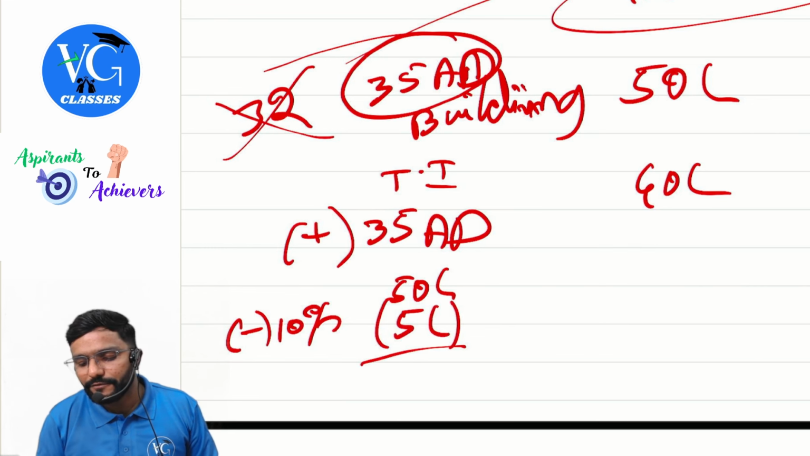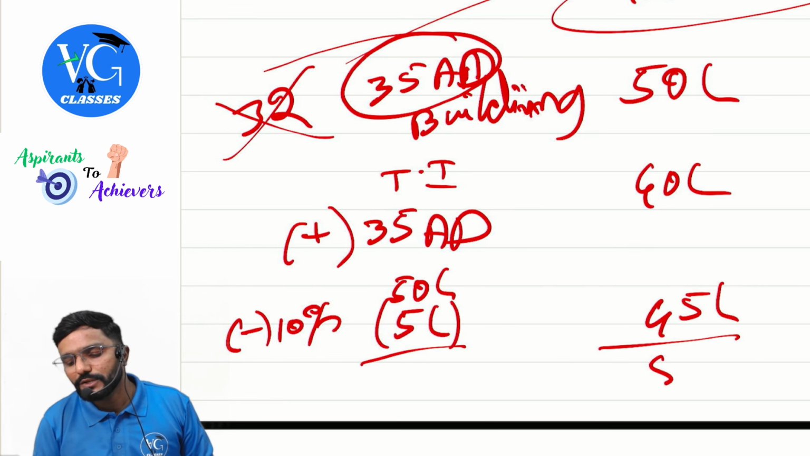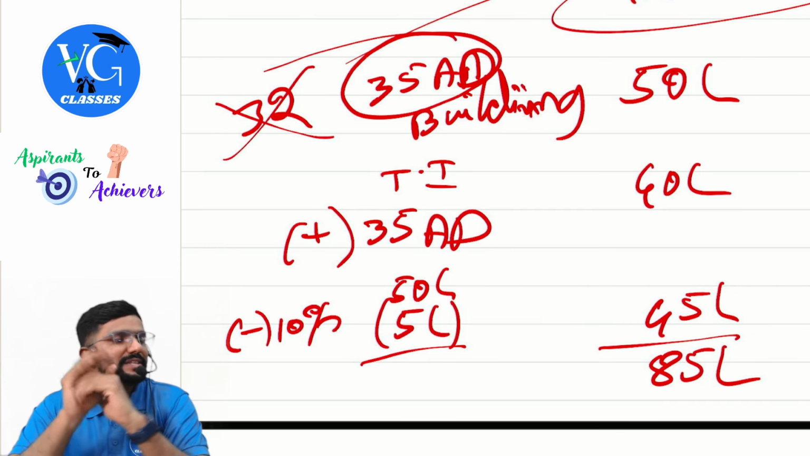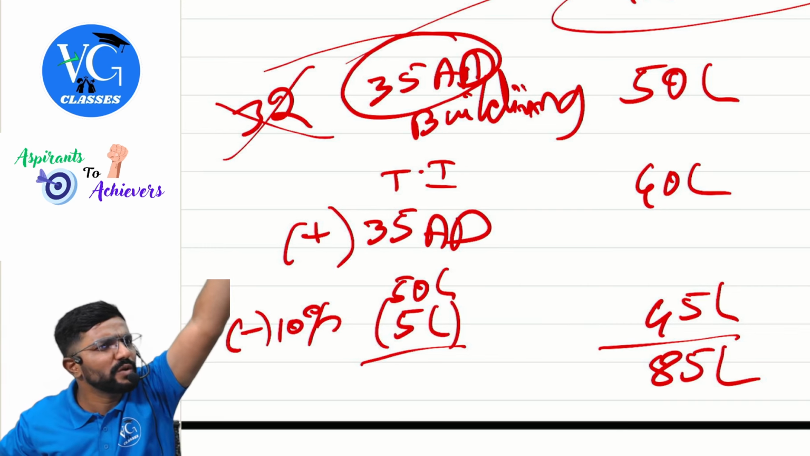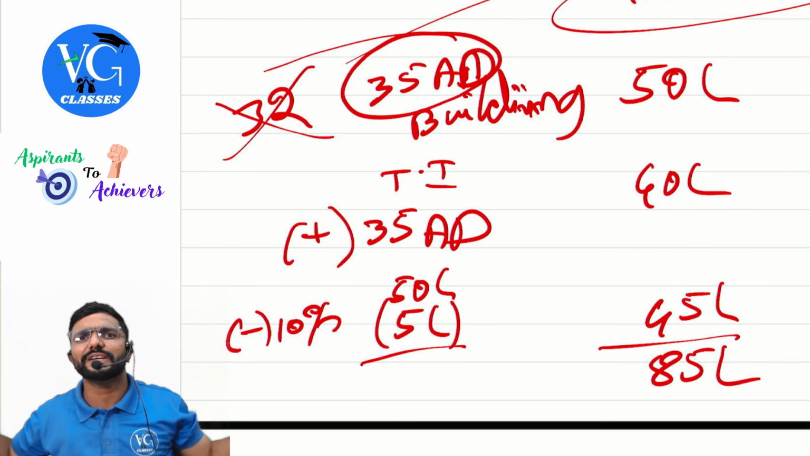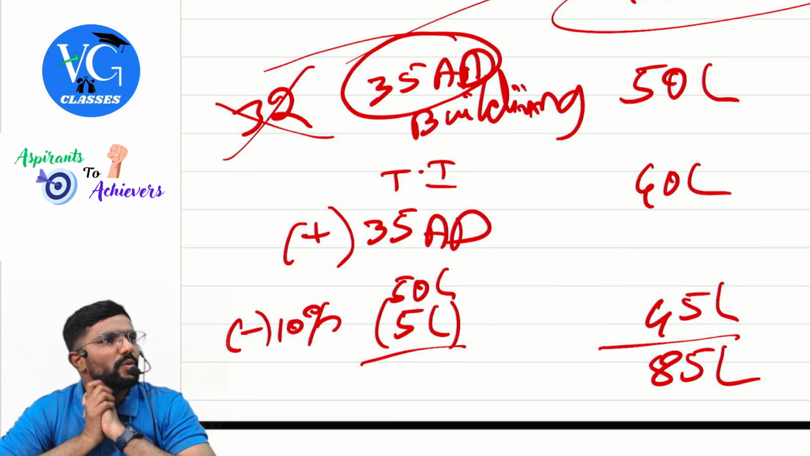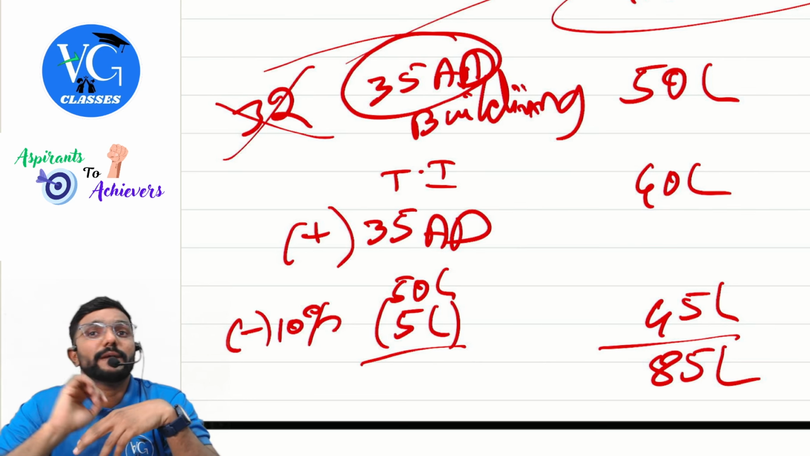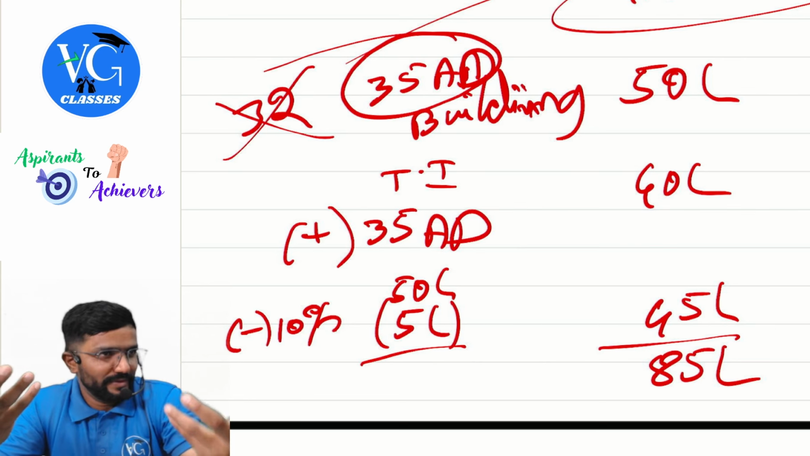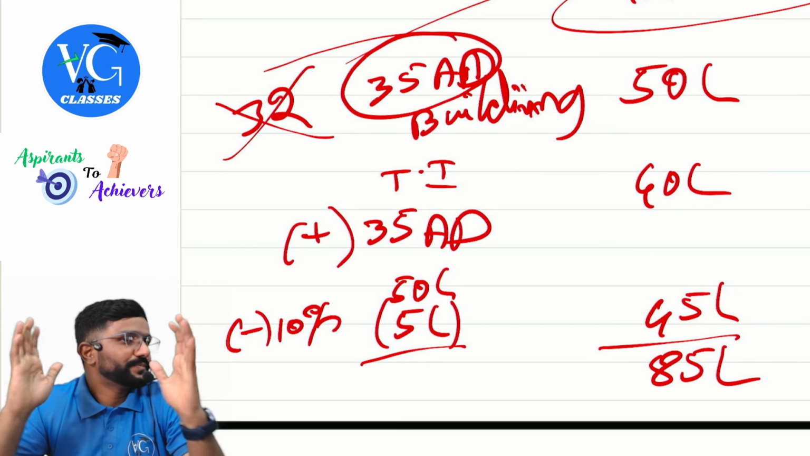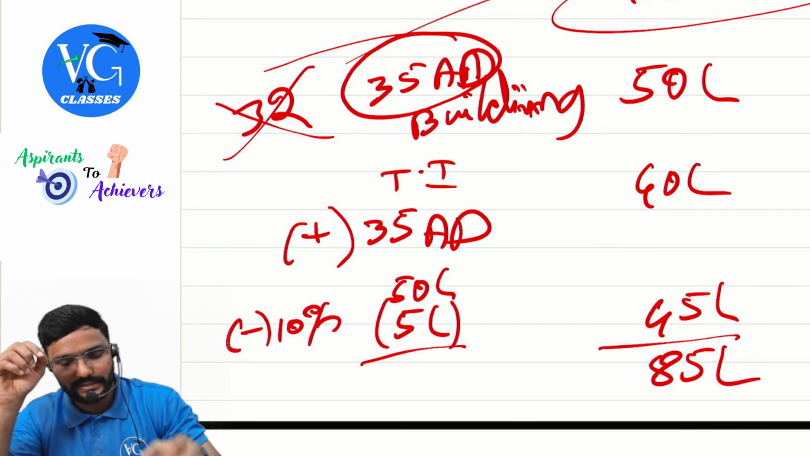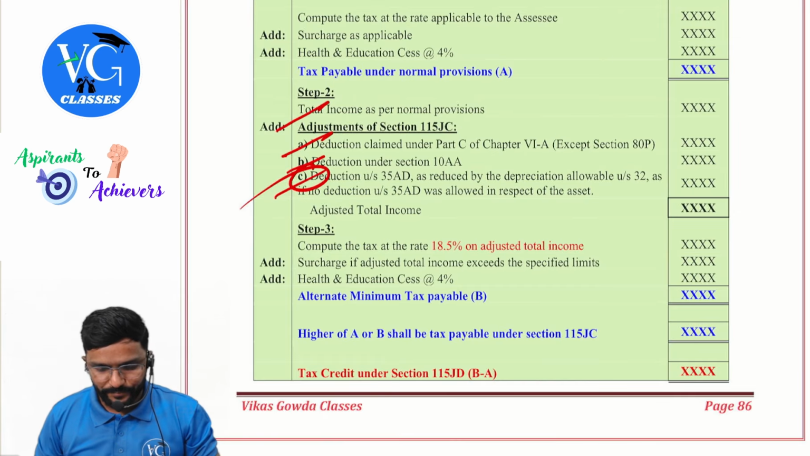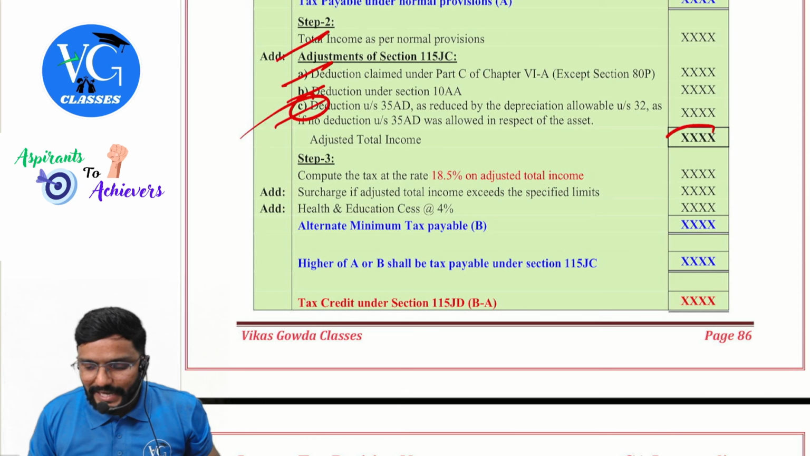So how much is the remaining? 45 lakh. Add back only that much. So what is the adjusted total income? 85. Hope you understood. Means, sir, can I go and claim depreciation now? No, no, no. This is only a special calculation, only for calculation of AMT. What they are telling is: add back the 35AD deduction, but after reducing depreciation, if it was allowed. Okay? Yes, sir. So we will get the adjusted total income.